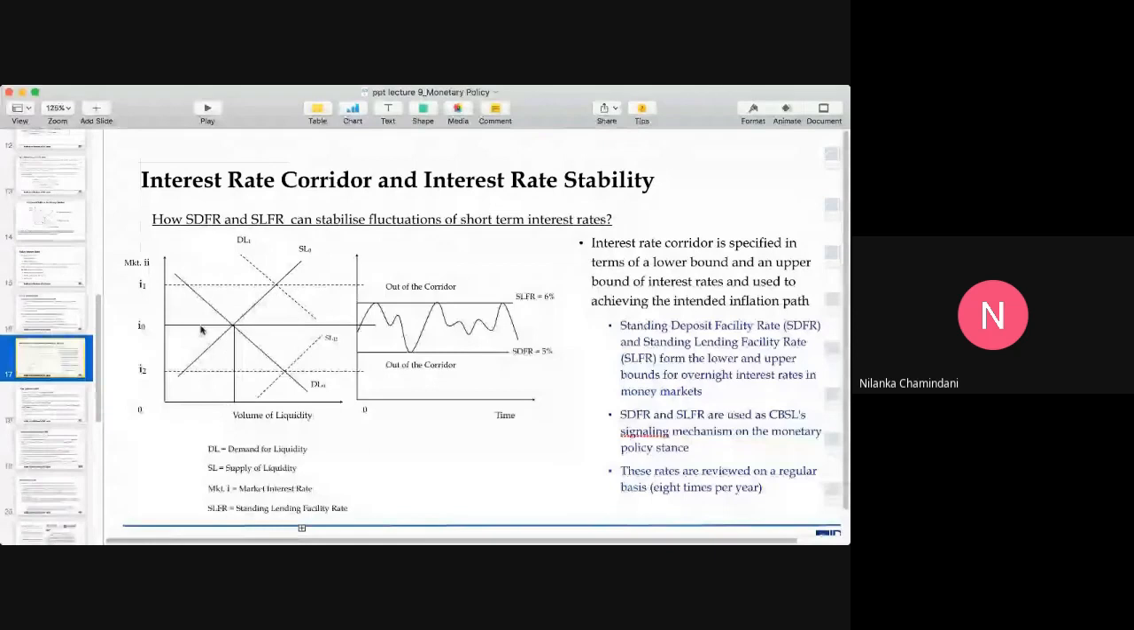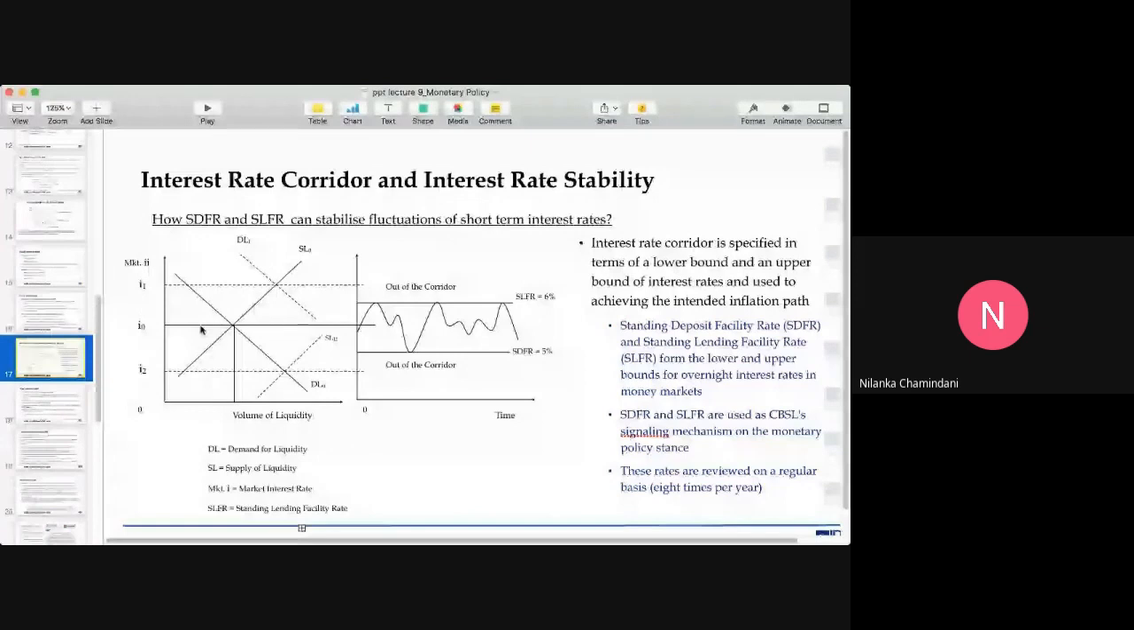Based on the different market rates, you know how we can calculate the weighted average rate. This is the way the central bank can get an idea of the overall operations of the market. From time to time the market rate is changing. So what is the weighted average rate?